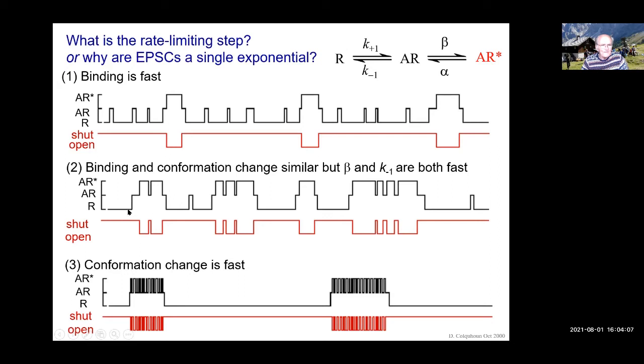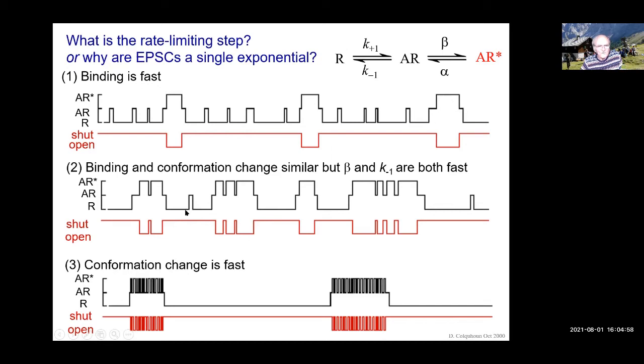So in that case, you get a binding here, then an opening. When it's open, it has to return to the resting state. Now, from this intermediate shut state, it can either dissociate or it can open. Those are both comparable rates, so it's got a rather similar chance of doing either. In this case, it reopens once and then returns to the resting state. So that gives you two openings in rather quick succession, because the lifetime of this intermediate state is low.